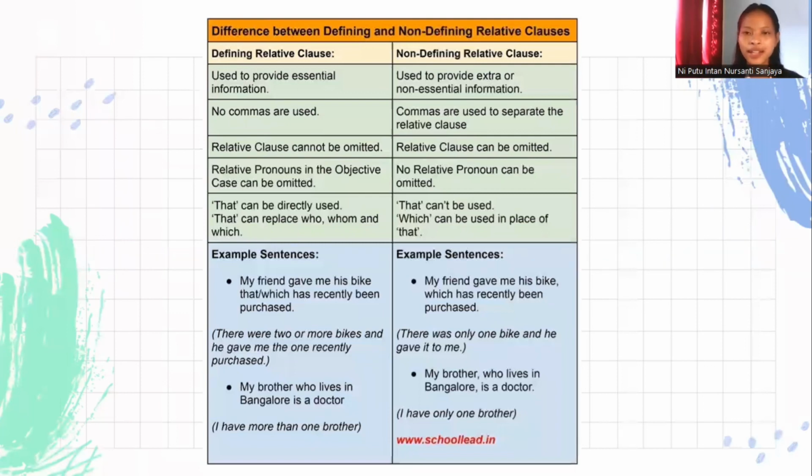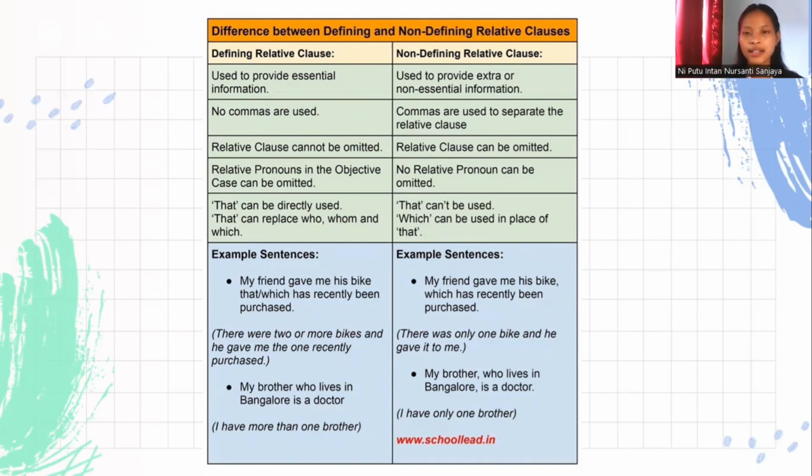Difference between defining and non-defining relative clauses. Defining relative clauses are used to provide essential information. No commas are used. The relative clause cannot be omitted. Relative pronouns in the objective case can be omitted. That can be directly used. That can replace who, whom, and which.